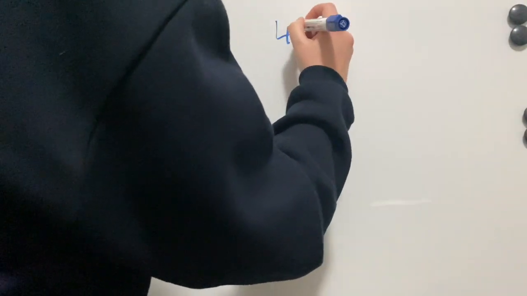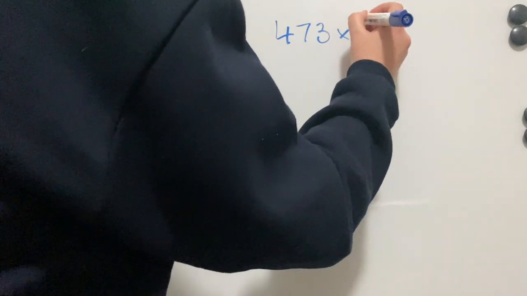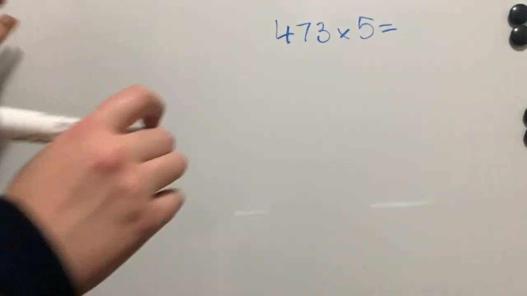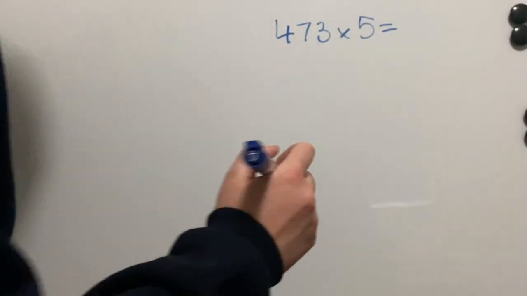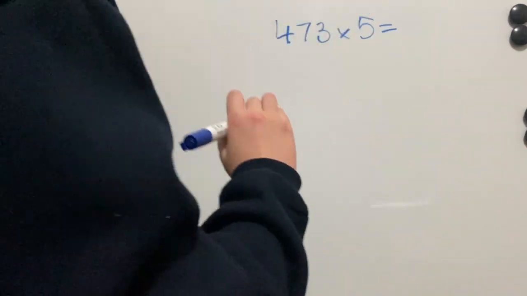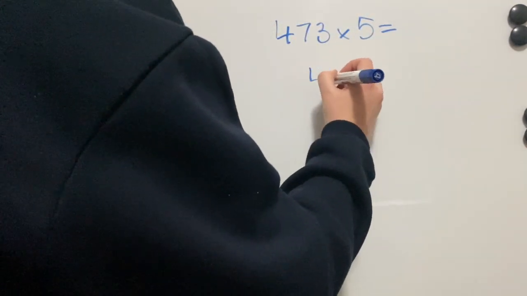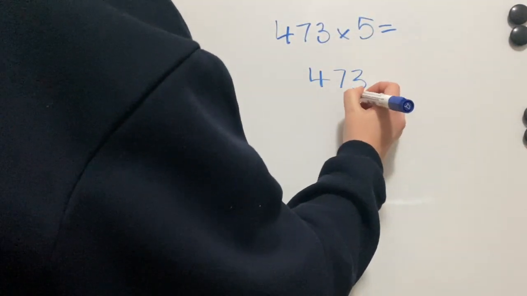The next example I'm going to show you is with 473 times 5. And I'm going to do this one in both the expanded and the compact method so that you can see that you get the same exact answer both times, no matter what method you use, as long as you do it correctly. So I set my multiplication sum out.